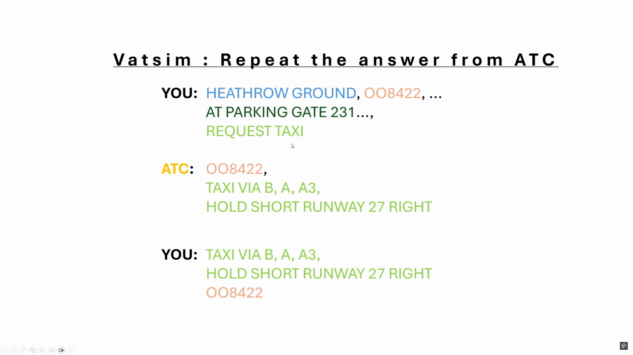Now, ATC will give a response that always starts with your call sign. So they will start by saying Oscar 8422, and then they will give you the instruction: taxi via Bravo, Alpha, Alpha 3, hold short runway 27 right. And then what you do is you repeat it to confirm that you have understood it, and you append your call sign. So, taxi via Bravo, Alpha, Alpha 3, hold short runway 27 right, Oscar 8422. So this is how you communicate typically with ATC. It's always the same pattern.